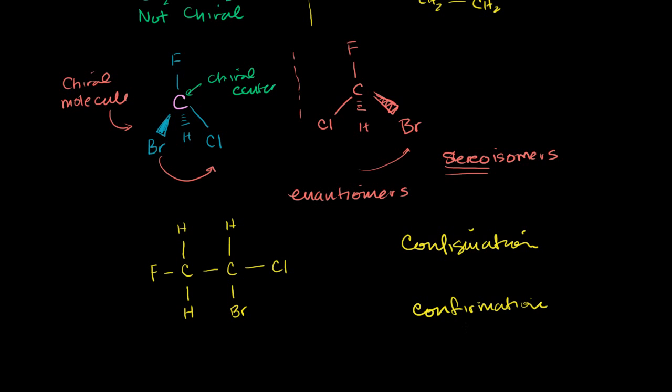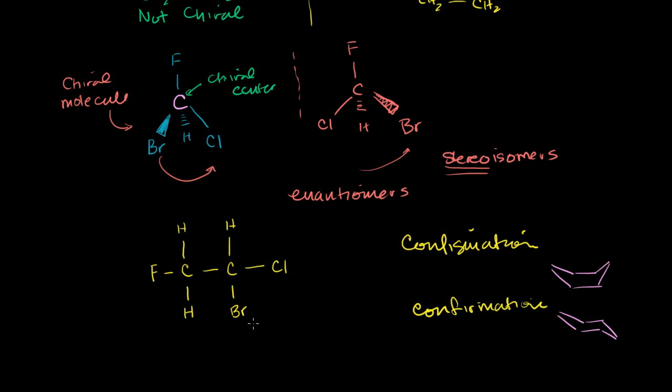Conformations are really just different shapes or different orientations of the same molecule. So when we talked about cyclohexane being in a boat conformation, or cyclohexane being in a chair conformation, it's the exact same molecule with the exact same connections. We didn't detach any bonds or reattach any bonds. They just flipped around a little bit. So these are two different conformations. These are two different configurations. To go from one configuration to another, you have to rearrange bonds.